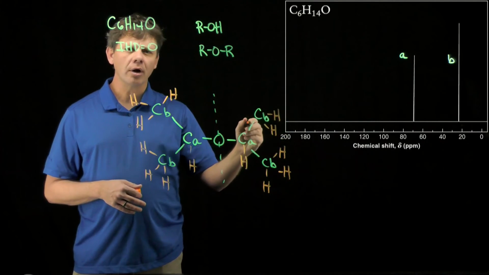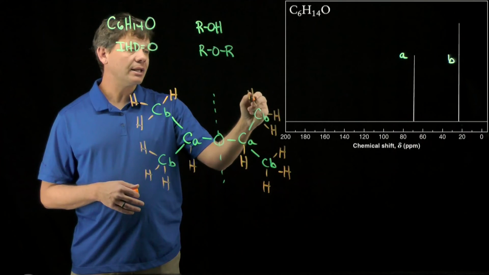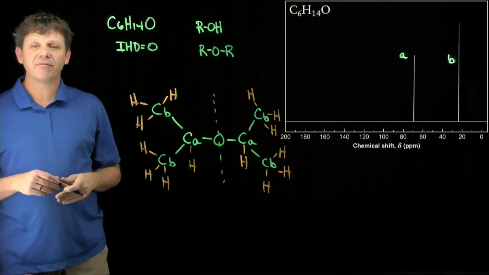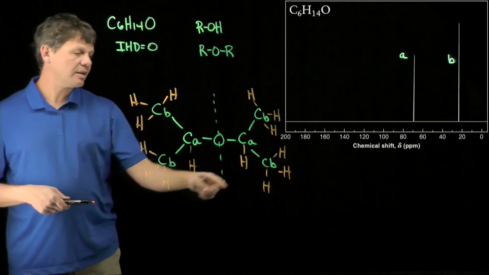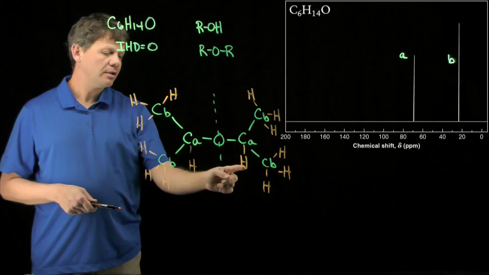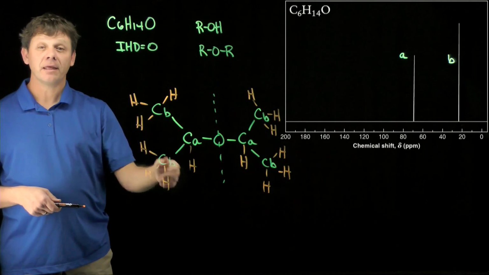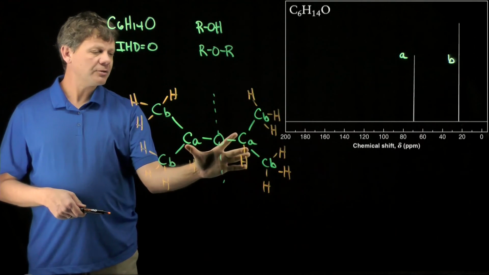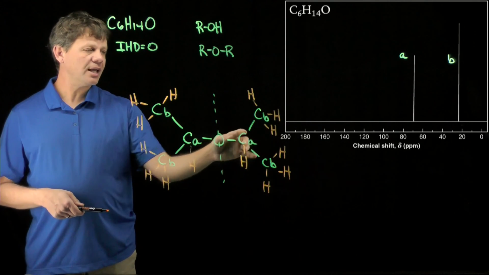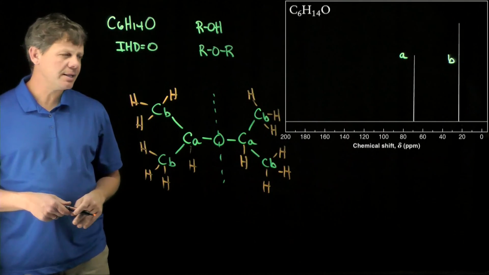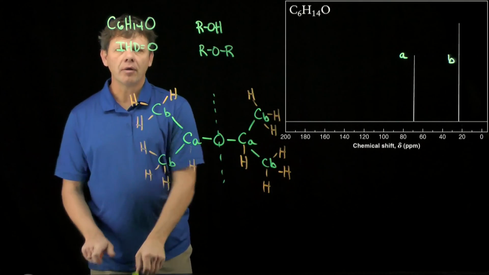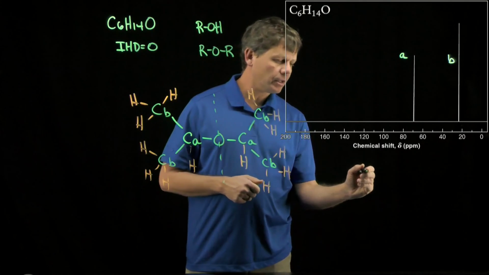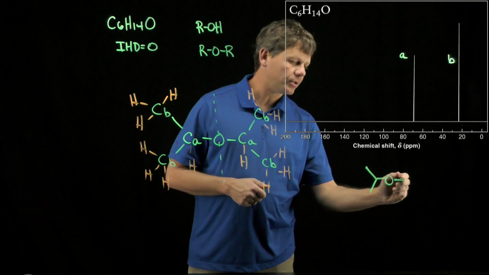We're drawing all of these in just so we can now count and see, do we have 14? 3, 6, 9, 12, 13, 14. 6 carbons, 14 hydrogens, 1 oxygen, symmetrical, so 1 signal for CA, 1 signal for CB. This molecule, drawn the way we draw organic molecules, is isopropyl ether.